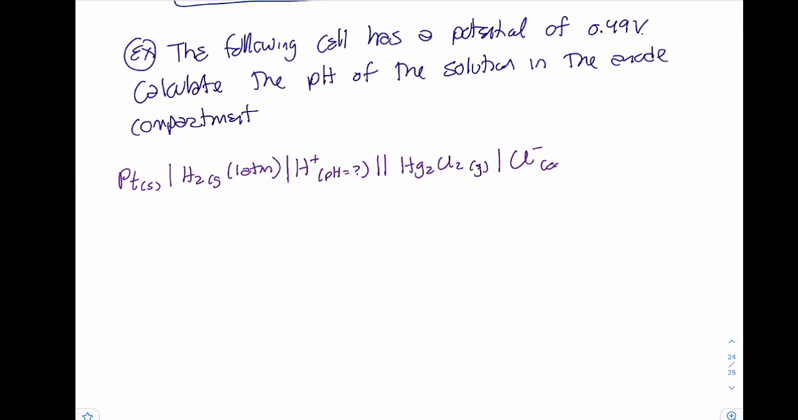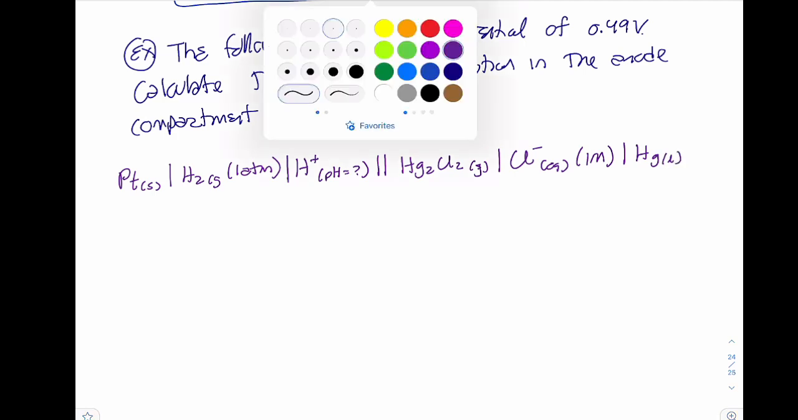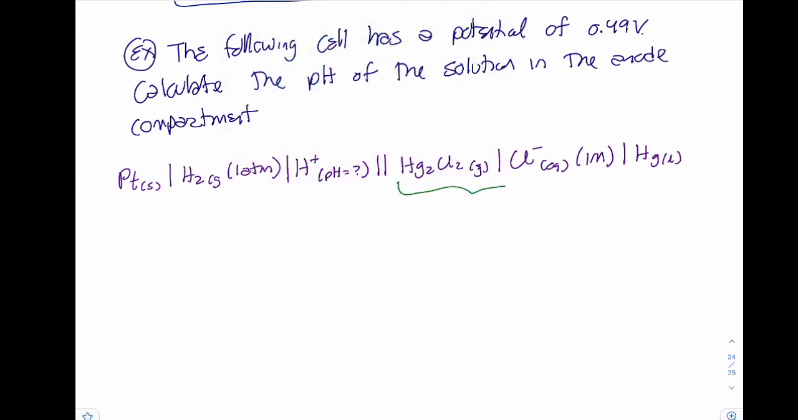Chlorine ions. That's going to be at 1 molar. And then mercury liquid. So this over here is my reference cell.